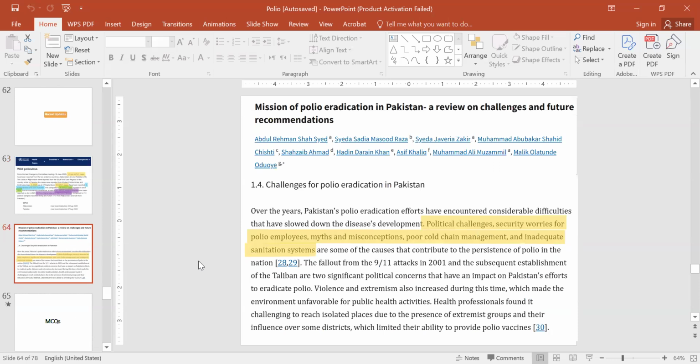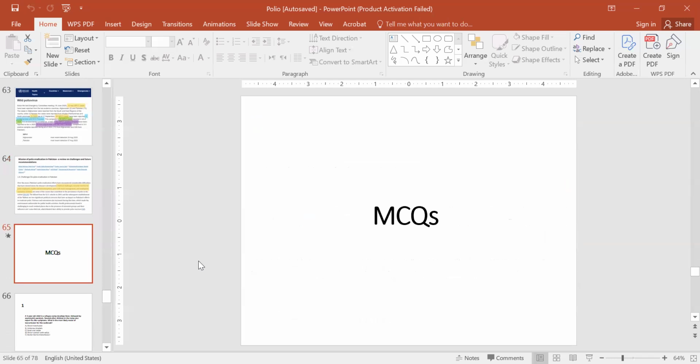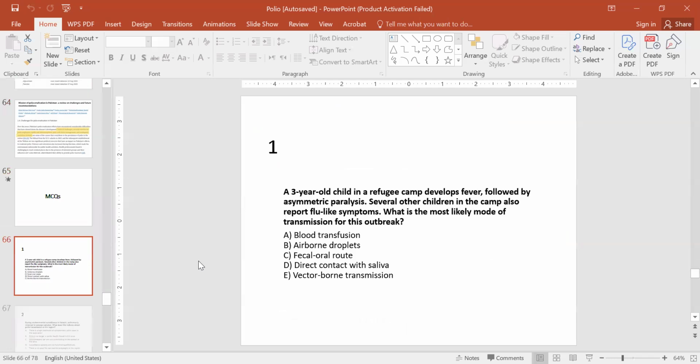This is an article published on the mission of polio eradication in Pakistan, a review of challenges and future recommendations. They have highlighted some challenges, including political challenges, security worries for the polio employees, myths and misconceptions regarding the vaccines, poor cold chain management, and inadequate sanitation systems. So this was actually just a brief overview of polio, as there is a lot of literature available on this topic. Now we come to the practice of MCQs.